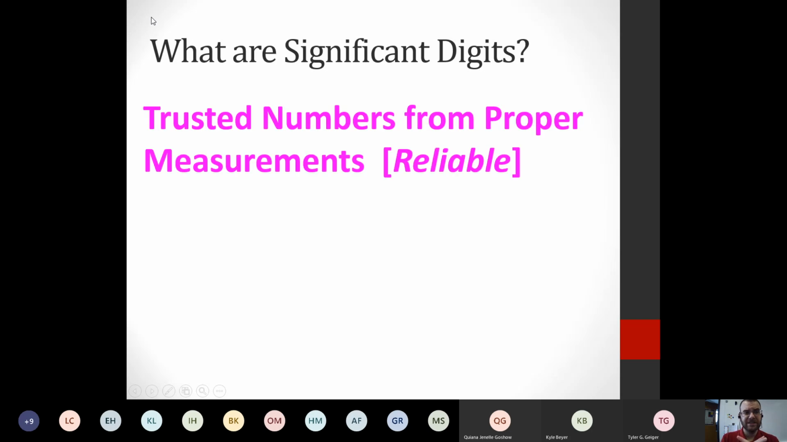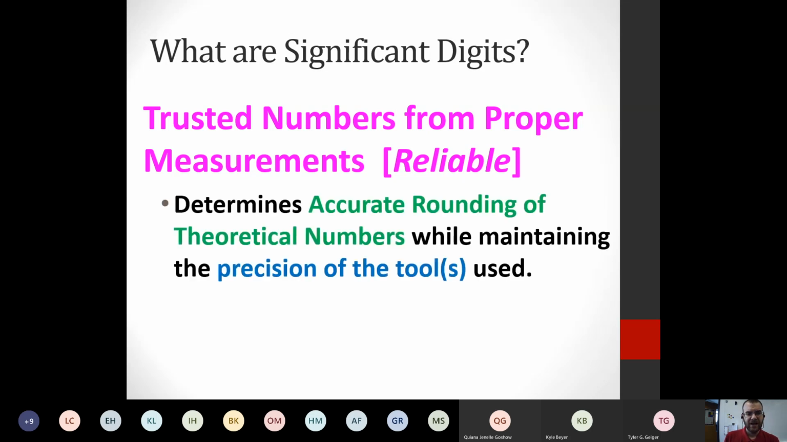So significant digits are trusted numbers from proper measurements. We consider these reliable. This is super important. This is exactly what they are. They're also called significant figures. It's about 50-50 whether you call them significant digits or significant figures. I call them significant digits, as do a couple of the other chem teachers. I think one physics teacher calls them digits, the other one calls it figures, but either way.